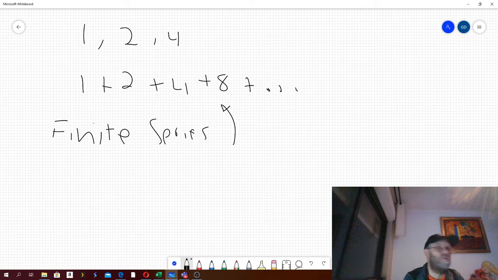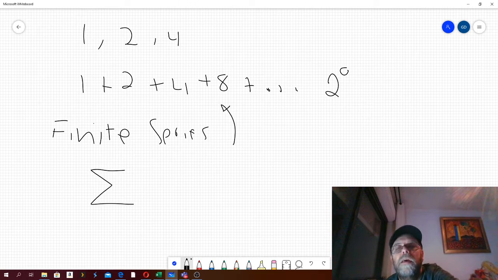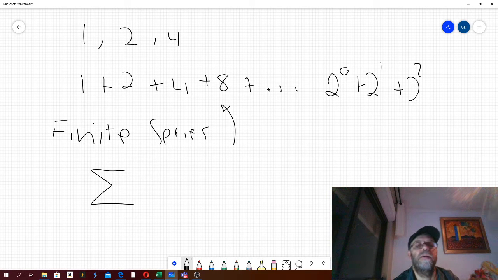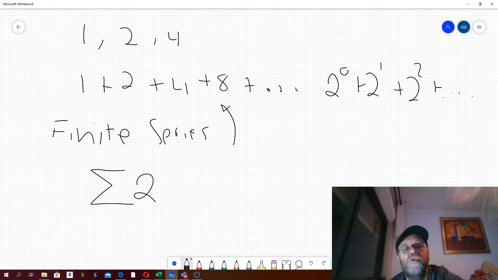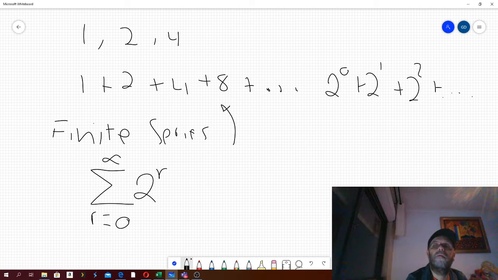Now, one of the ways that we want to write this is we're going to use what's known as sigma notation. This is the Greek letter sigma, and it basically means the sum of a series of terms. Okay, now we already saw that this sequence over here could be written as 2 to the 0, which is our 1, plus 2 to the 1, plus 2 to the 2, etc., etc. So if I wanted to write an infinite series like this, then I would write this as the sum of 2 to the r, where I could put r as going from 0 to infinity, okay?